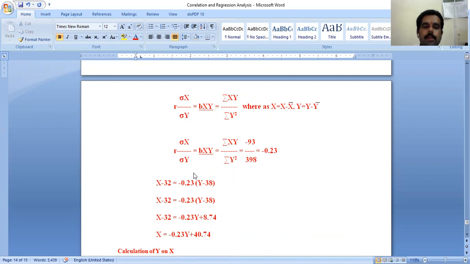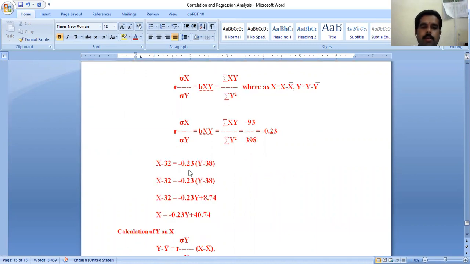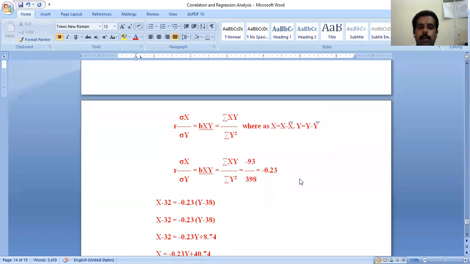Then this formula is written here. In the place of x bar, see, in the place of x bar I have written 32. In the place of r into standard deviation x divided by standard deviation y, I have written minus 0.23. Okay, see here, the calculation part is completed at this stage. Minus 93 divided by sigma y square 398, that is minus 0.23. Then finally the value is interpreted as here.